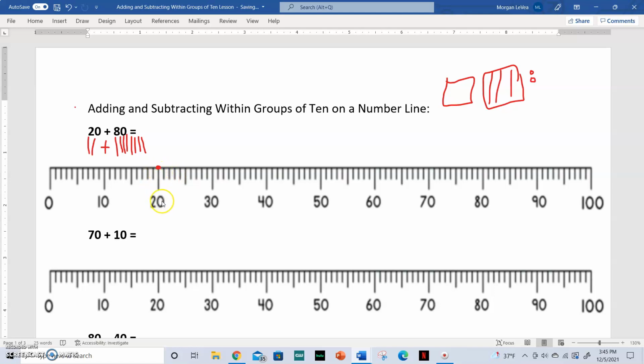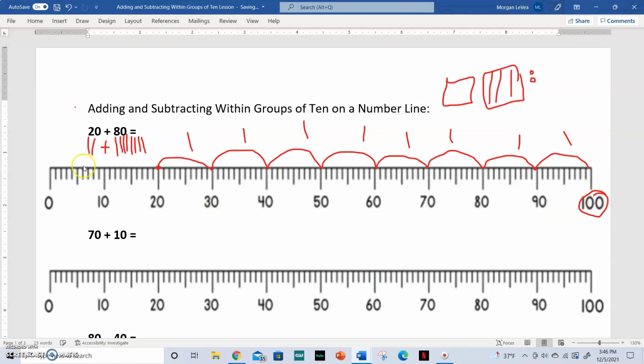Now we're going to go by groups of 10, so 20 plus 10 would be 30. That would be our first group of 10. Now we said we're adding 80, so that means we're adding 8 groups of 10. So 30 plus 10 is 40. That's our second group of 10. And the third group of 10. Fourth, fifth, 6, 7, and 8 groups of 10. Each of these is a group of 10. So we end up here at 100.